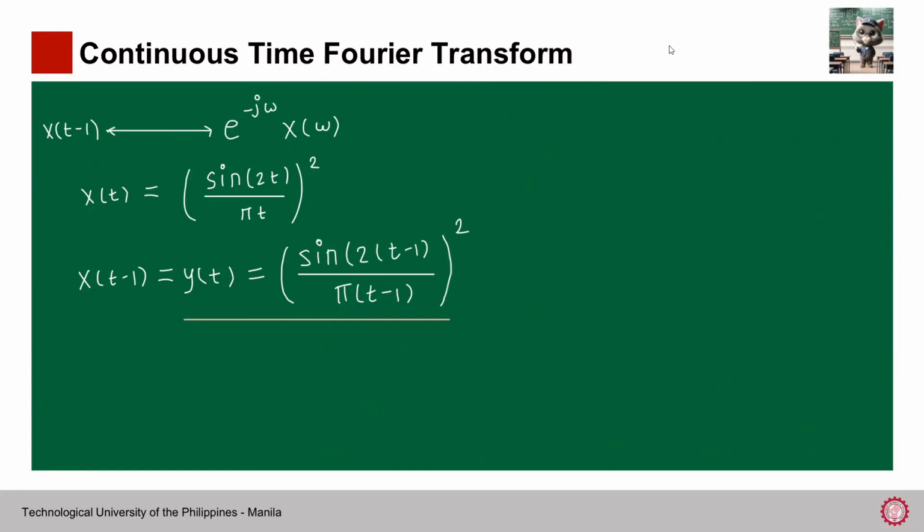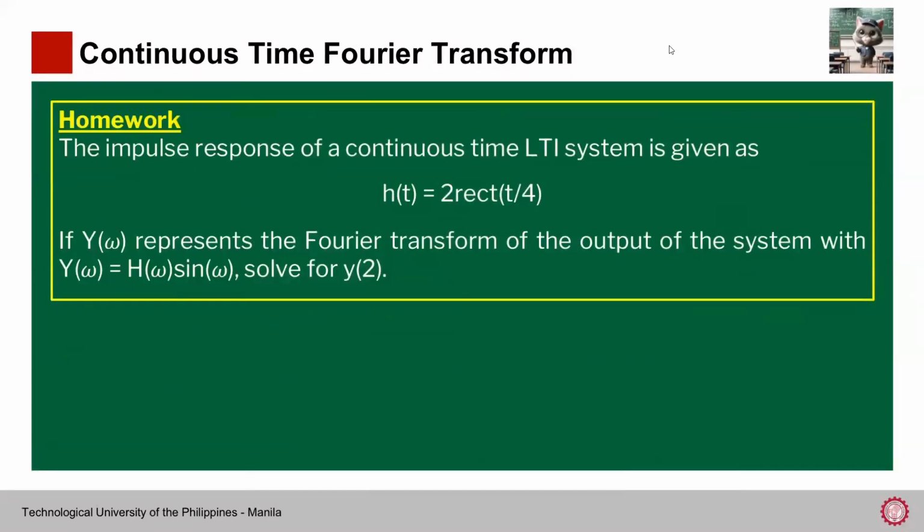All right? Okay. So, now for your homework guys, this is the homework question. Very much related to the previous example or the part of the mock test. So, the impulse response of a continuous time LTI system is given as h of t equals 2 rec of t over 4. If Y of omega represents the Fourier transform of the output of the system, with Y of omega equals H of omega sine of omega, solve for Y of 2. So, yung ginawa natin previously, almost ganyan din yung process. This one is a little bit easier, guys.